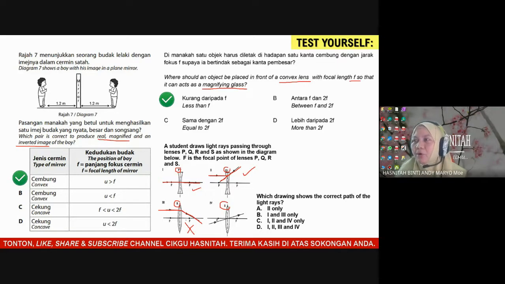Then number 4, correct or not? Number 4, we have a convex lens. Where does the light travel? The light travels through the optical center, right? So it will continue to travel in a straight line. This follows the first rule, rule number 1. When the light passes through the optical center, it won't be refracted and continues to travel in a straight line.